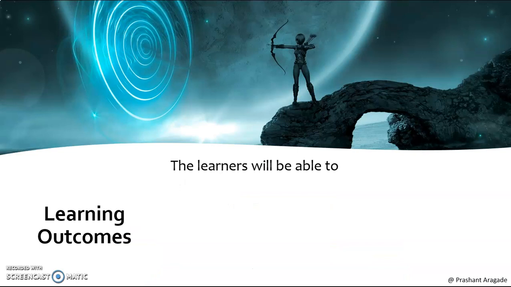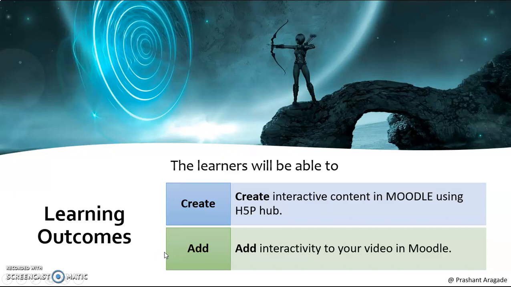The learning outcomes of this video tutorial are that learners will be able to create interactive content in Moodle using H5P Hub. The learners will be able to add interactivity to your video in Moodle. So by using this H5P interactive content activity, you can make an interactive video in your Moodle course.